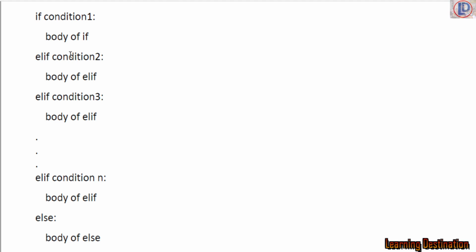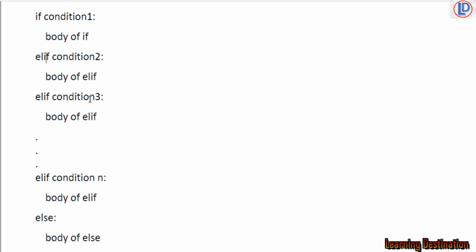So we have condition 1, condition 2, condition 3 up to condition n. We will start from condition 1 and evaluating the condition. When we find the first true condition, we will execute that case. That means if condition 1 is true, we will go to body of if. If this is not true, then we will go to elif and we will check condition 2. If condition 2 is true, we will go to this body of elif. If this condition is not true, then we will go to another elif and we will check condition 3. If condition 3 is true, we will execute the body of elif.